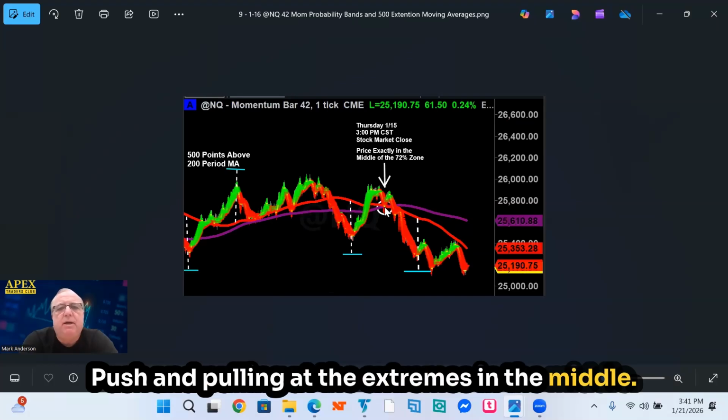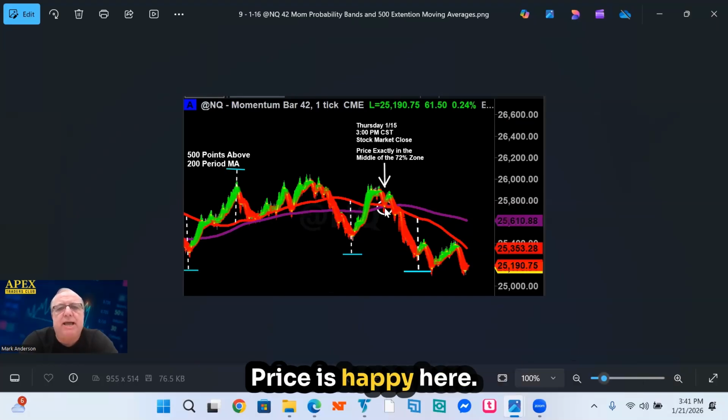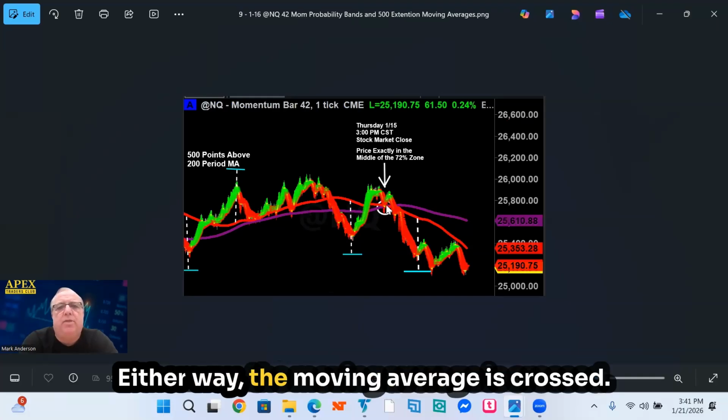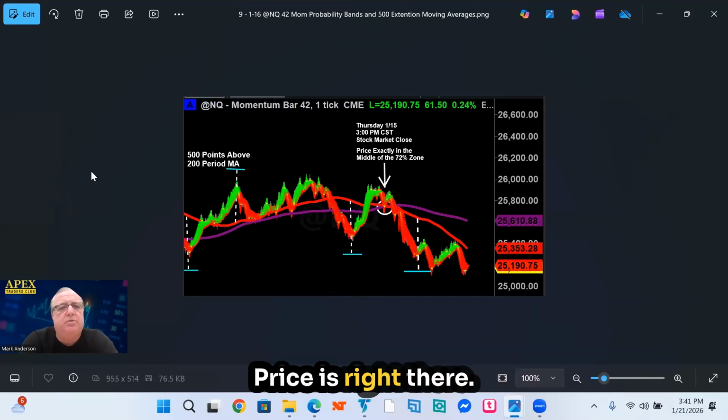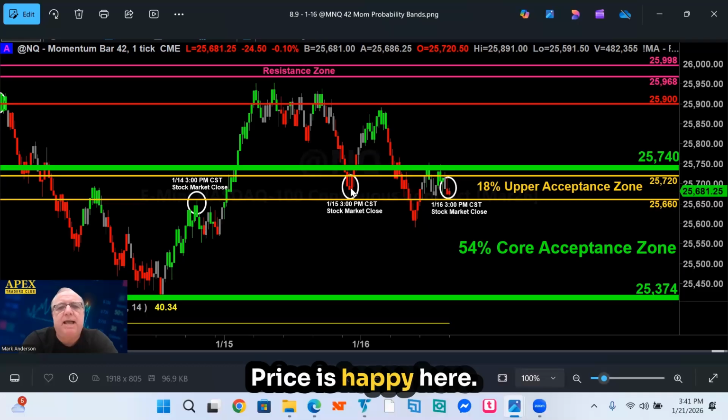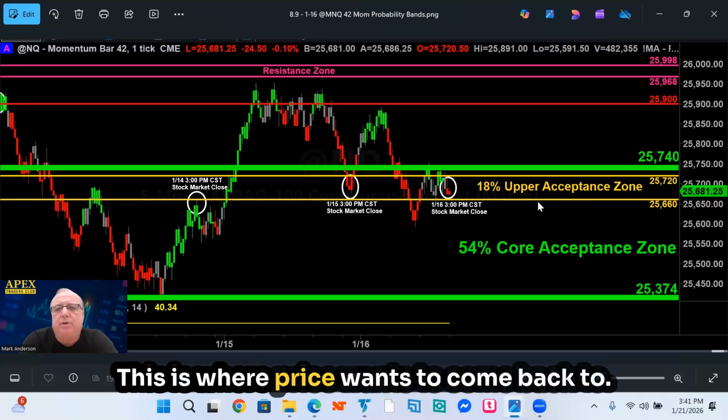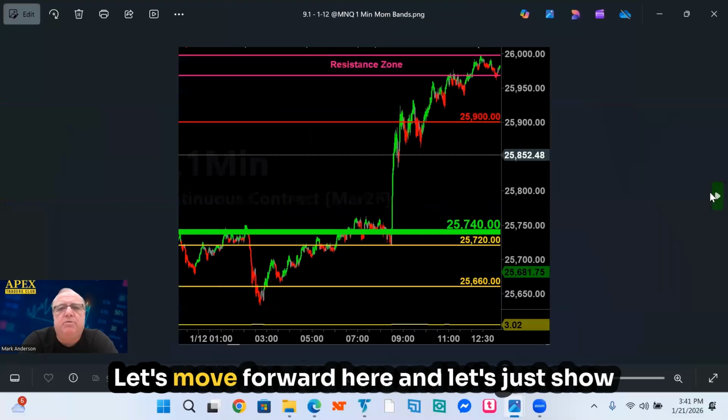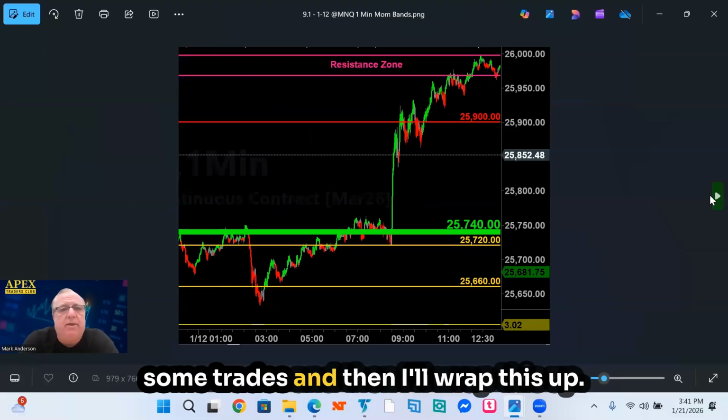In the middle, it's a happy place. Price is happy here. There's no pulling either way. The moving averages cross, price is right there. Price is happy here. This is where price wants to come back to. Let's move forward here and let's just show some trades and then I'll wrap this up.